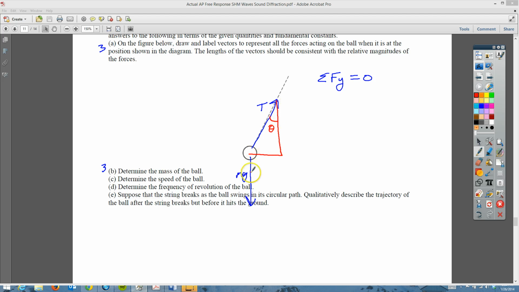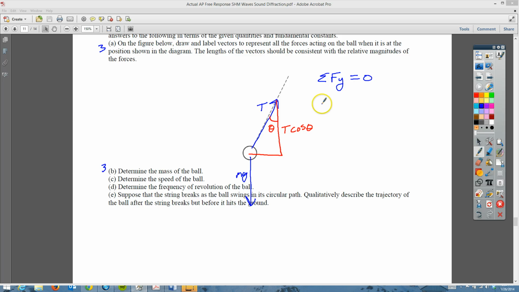We want to know what's the opposite of the mg according to the tension. So that would be this side. This side is T times the cosine of the angle, because this side is the hypotenuse and this is the adjacent side, so we can say T cosine of the angle will be the side that opposes the mg itself.